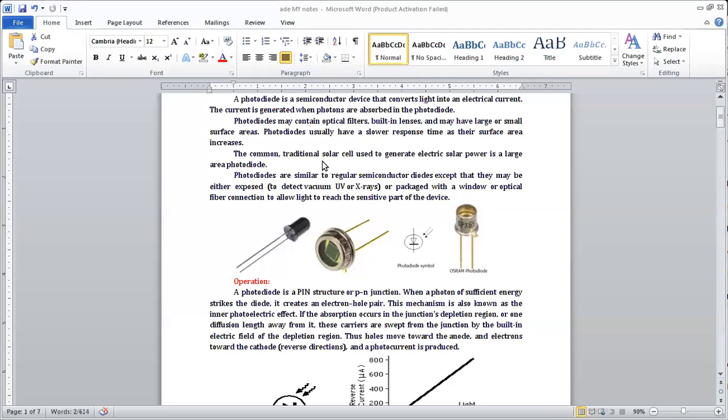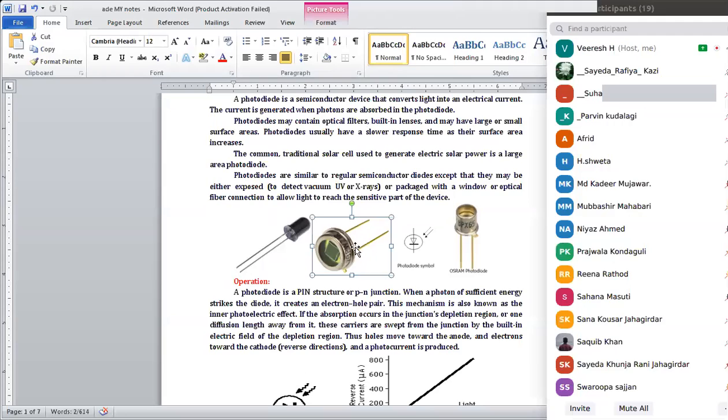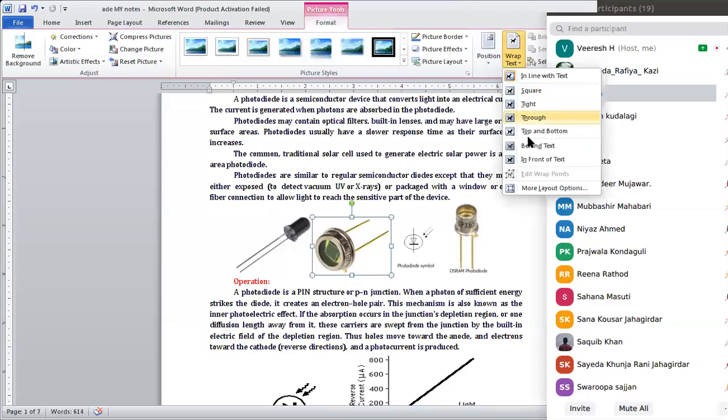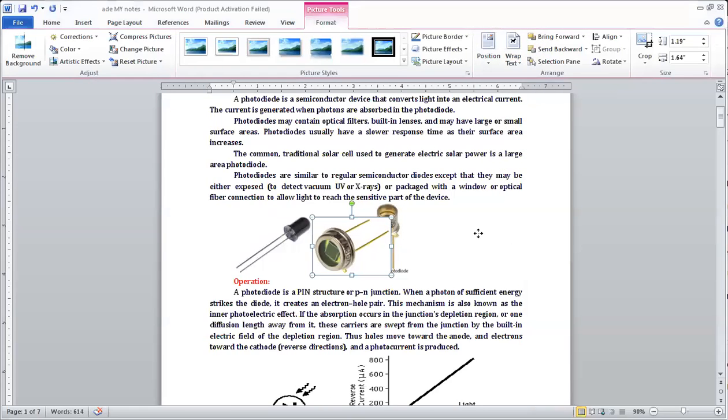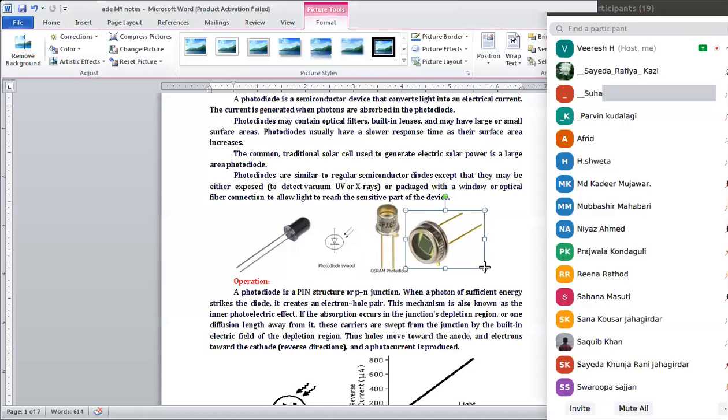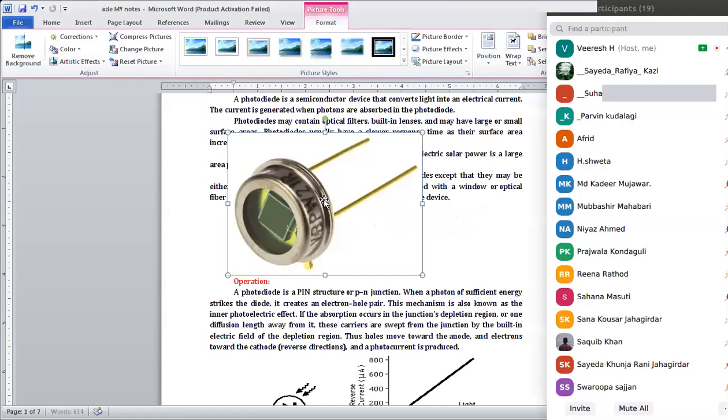Okay, optical fibers, built-in lenses, and maybe some surface areas. You can see this. So this is one example I'm showing you.